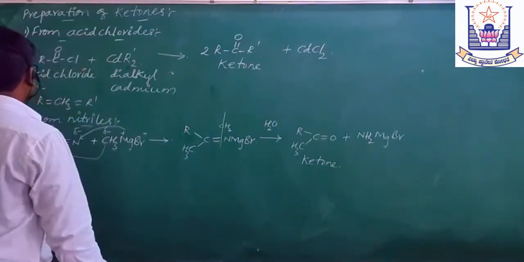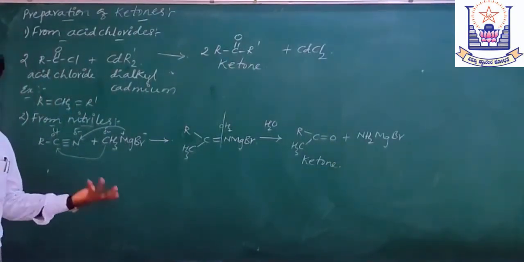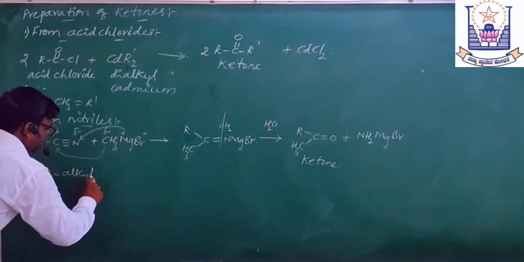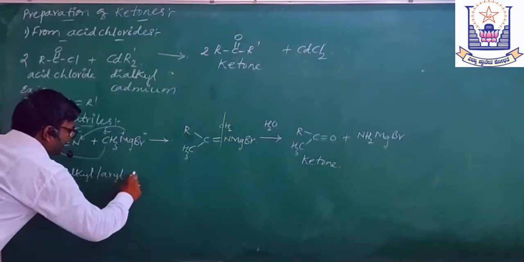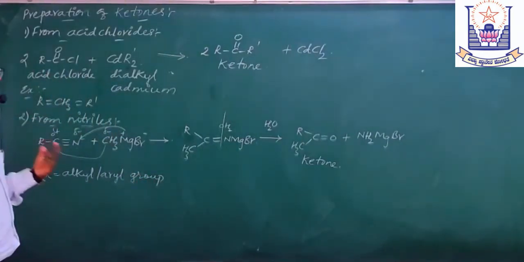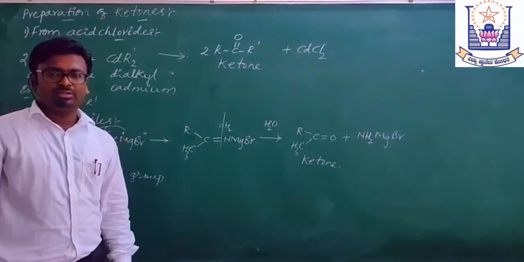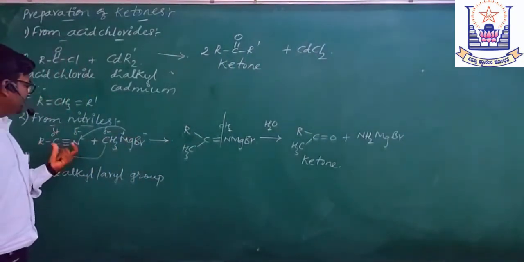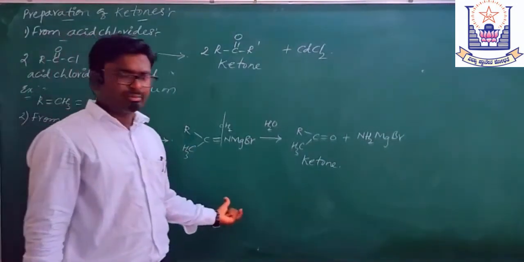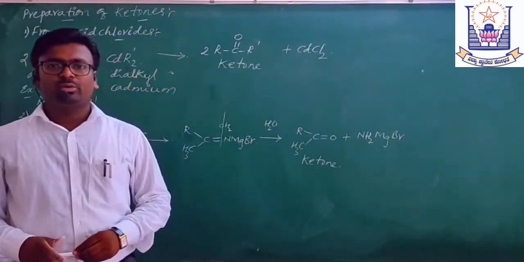Here also you may take R and R dash as alkyl or aryl group. Okay, this is how we are going to convert the nitriles into the ketones. That is simple. When alkyl nitrile is treated with a Grignard reagent, you will get an adduct, that is an intermediate product, and later on hydrolysis it will give the ketone.